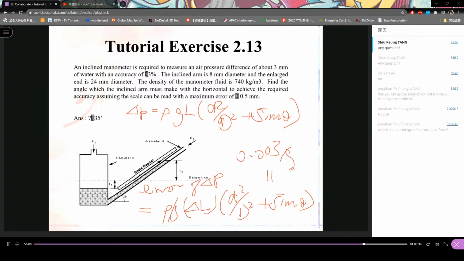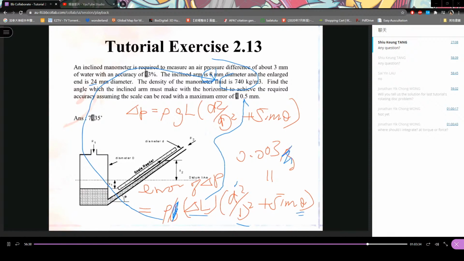Density is given. You have the density of the fluids known to you, right? So you cross out G, G is not useful. You know small D, which is 8 millimeter, big D is 24 millimeter, delta L is 0.5 millimeter. In that case, you can find theta.